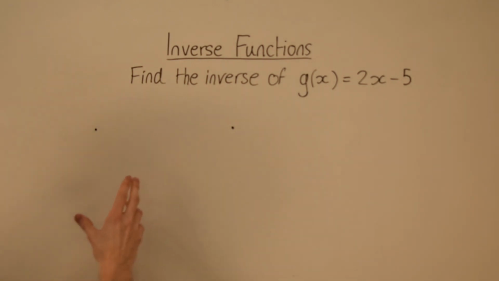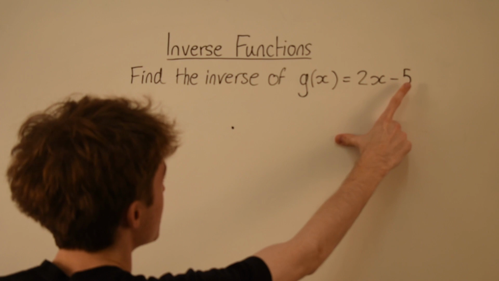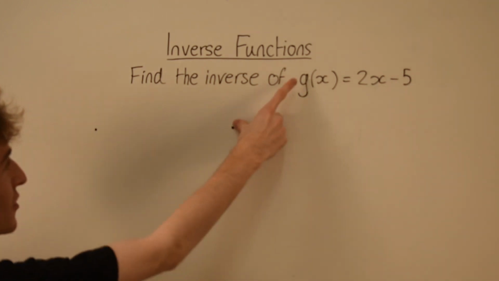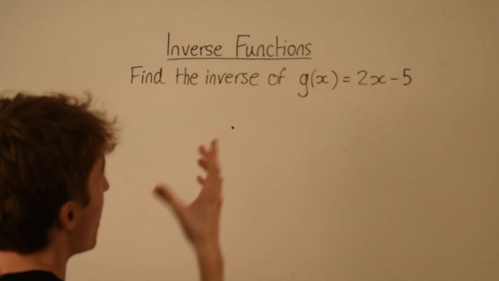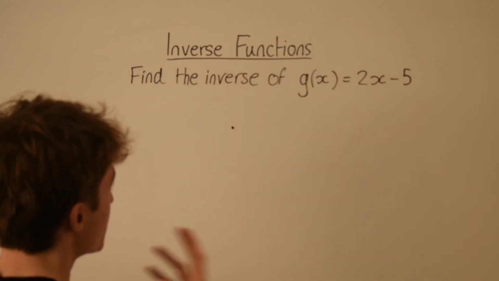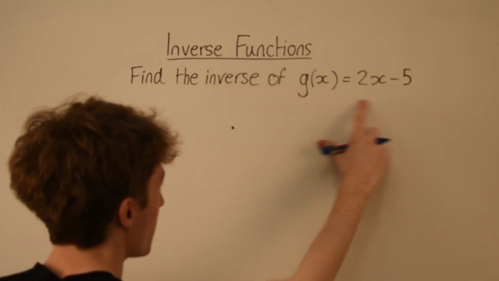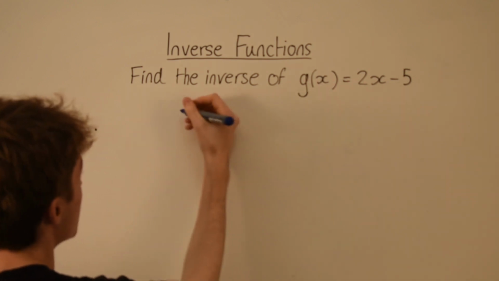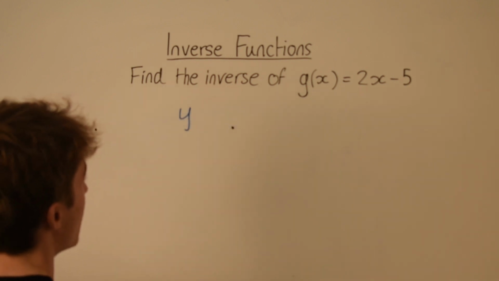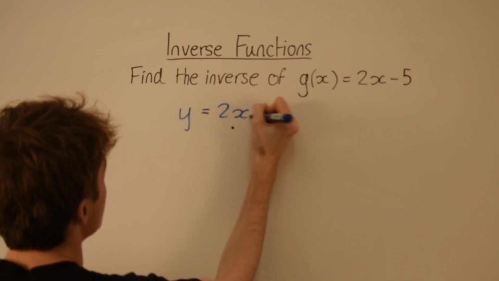In this second example, we've got to find the inverse of g of x equals 2x minus 5. Now notice here we've got g of x instead of f of x, but actually that makes no difference to the method of finding the inverse function. So we're still going to use the same steps as before. That means the first step is to write this out, but instead of g of x, we're going to write y. So we're going to have y is equal to 2x minus 5.